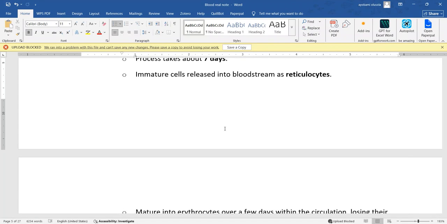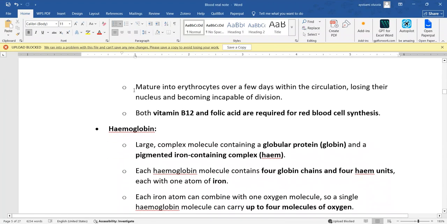The immature red blood cells are called reticulocytes. So what are immature red blood cells called? Reticulocyte. You see, these reticulocytes have a nucleus, but they lose their nucleus when they get to the bloodstream. So they mature into erythrocytes in the bloodstream. They lose their nucleus and mature into erythrocytes in the bloodstream.